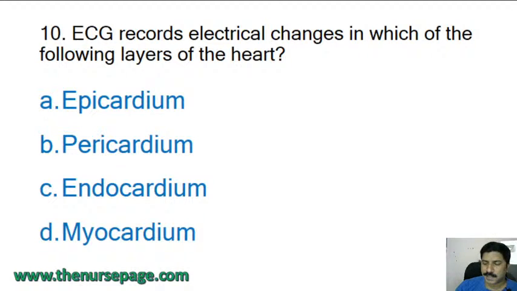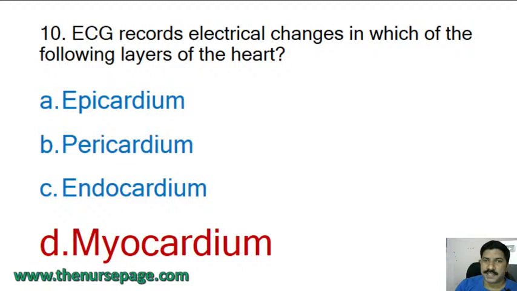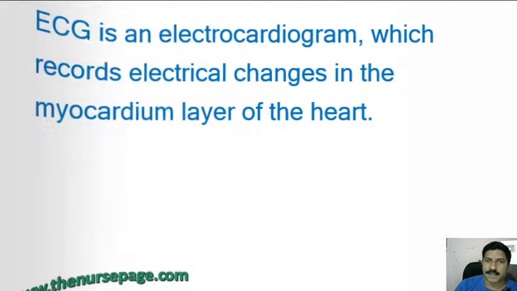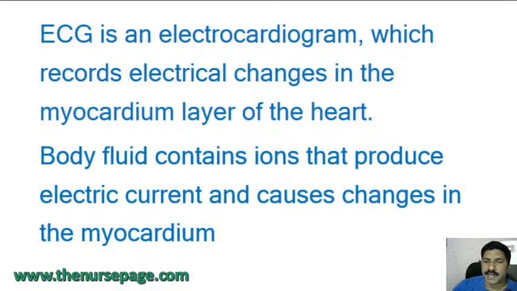So all of you know the correct answer. We'll check it. That is myocardium. ECG records electrical changes in myocardium. ECG is an electrocardiogram which records electrical changes in the myocardium layer of the heart, that is the middle layer of the heart. Body fluids contain ions that produce electric current and cause changes in the myocardium.